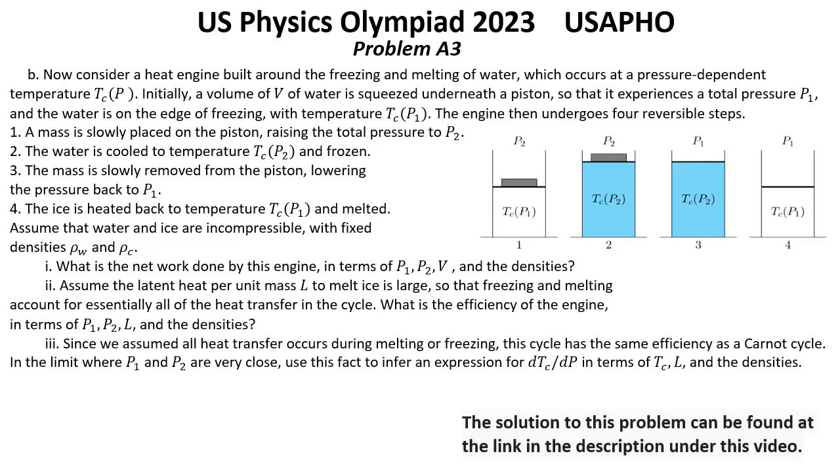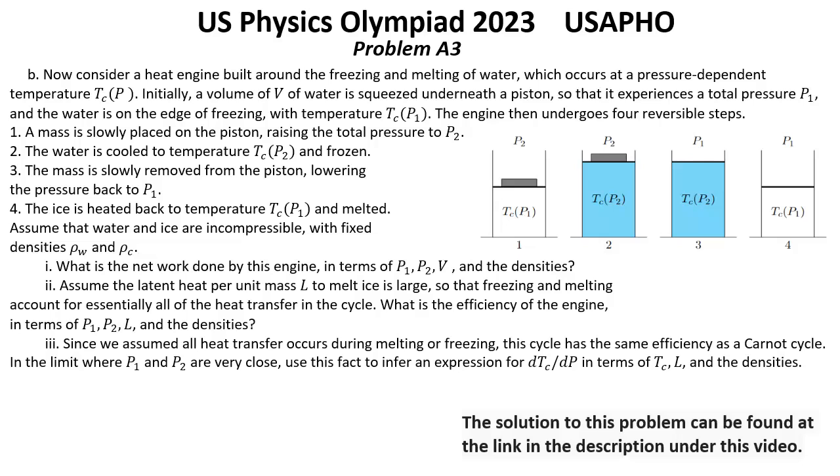First step, a mass is slowly placed on the piston, raising the total pressure to P2. Second step, the water is cooled to temperature Tc(P2) and frozen. Step 3, the mass is slowly removed from the piston, lowering the pressure back to P1. Step 4, the ice is heated back to temperature Tc(P1) and melted. Assume that water and ice are incompressible with the fixed densities ρW and ρI.